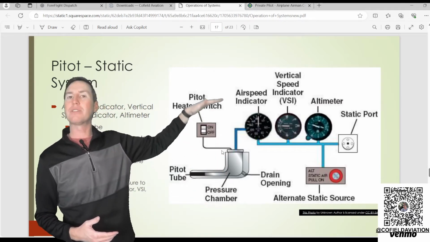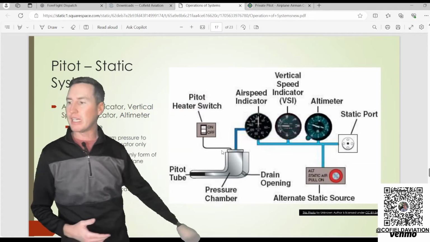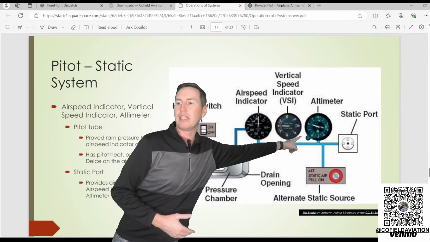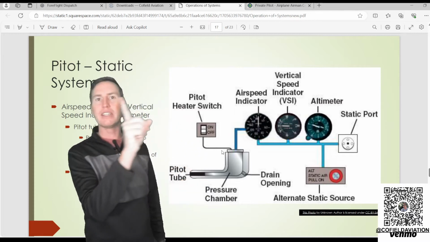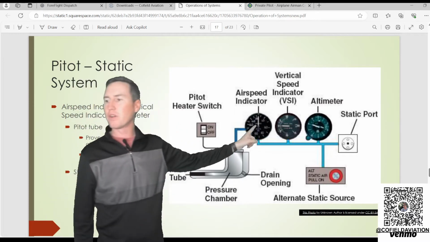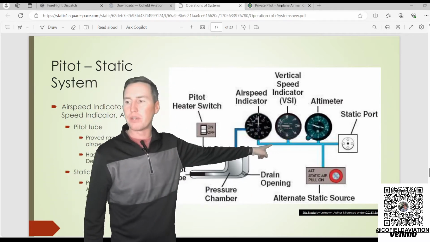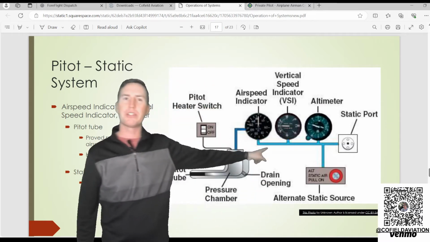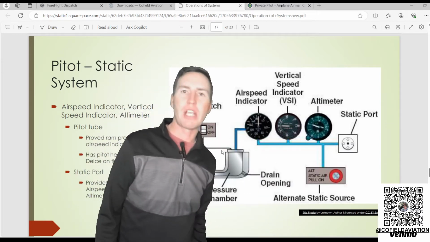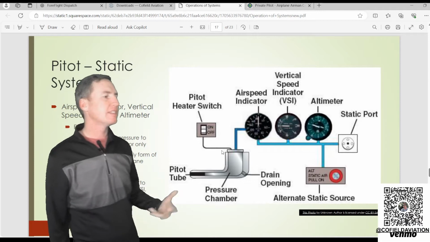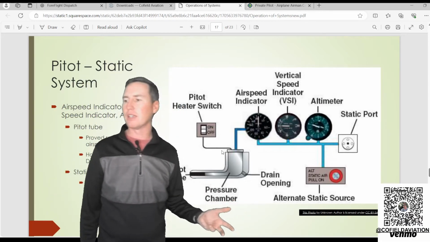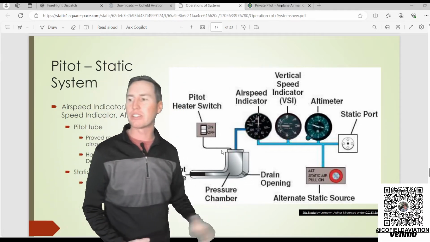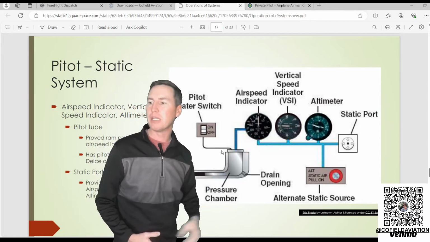So as we go up in altitude, pressure gets less, and it's read there on the altimeter as an increase in altitude. And then our vertical speed indicator is also getting information from the static port. It's just simply the rate of change. So how fast is that air pressure changing, and that's read here in the vertical speed indicator.